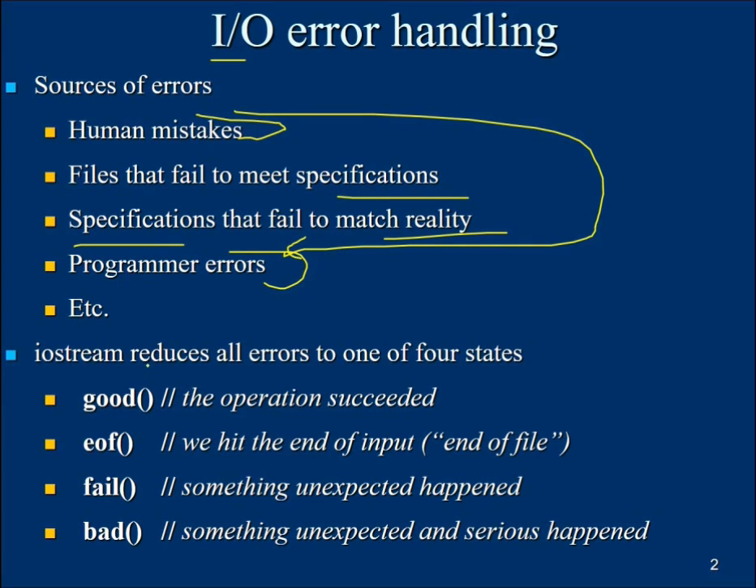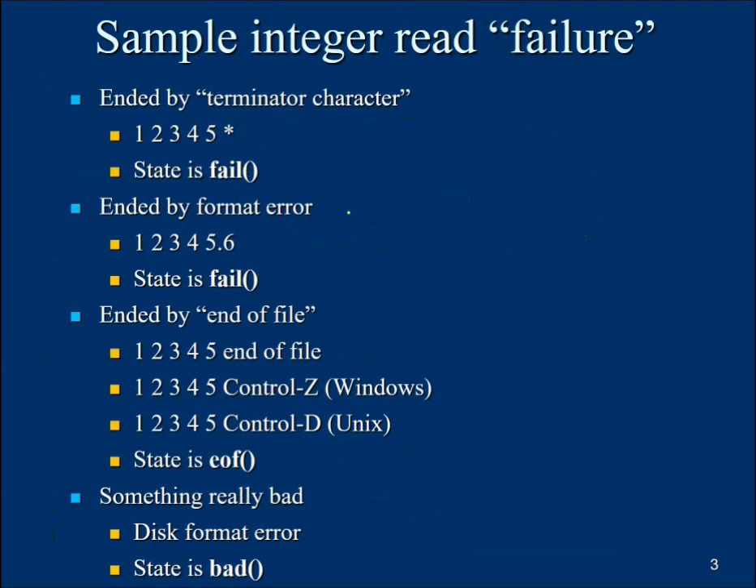So what the IO stream does is it reduces all possible errors to one of four states. These are the four states. First is good, meaning the operation succeeded or it didn't fail. Then EOF means end of file. That means we reached the end of file. And fail, that is something unexpected has happened. Then bad, something unexpected and also serious has happened.